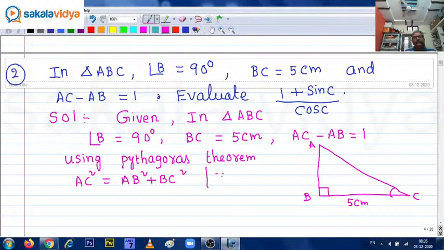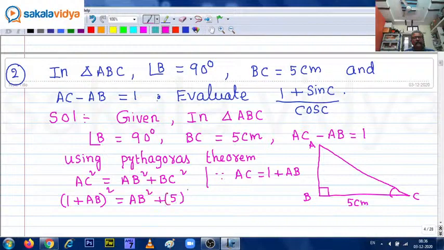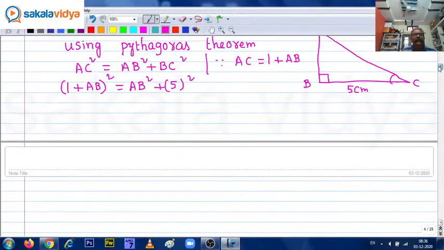Since AC minus AB is equal to 1, AC can be written as 1 plus AB. That means instead of AC, substitute 1 plus AB. So we get 1 plus AB whole square equals, BC is known 5, AB square plus 5 square you can write. The left hand side is in the form of A plus B whole square formula.